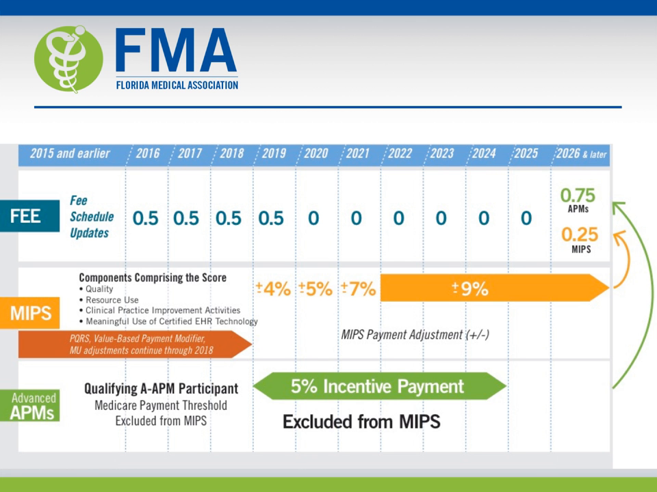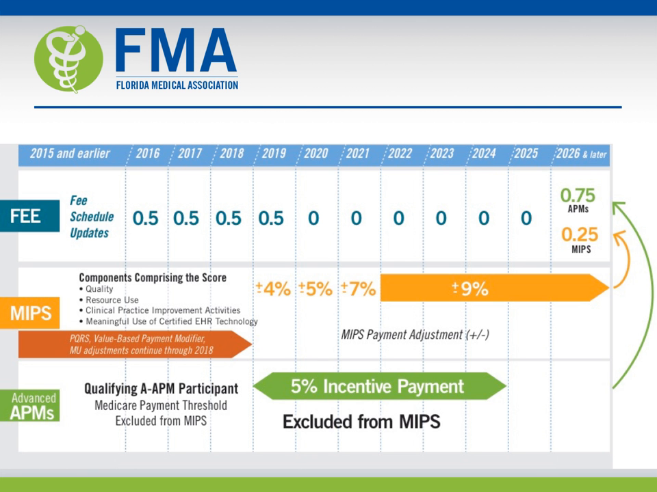And then you can see here the second row, we mentioned MIPS. Again, the program that I discussed that's going to replace PQRS, the value-based payment modifier, and meaningful use. So the first performance year of MIPS is going to be in 2017. And then based on your performance in 2017, physicians will receive payment adjustments in 2019. In other words, MIPS works a lot like meaningful use and PQRS do already. What you do in one year will affect your payments in a later year.